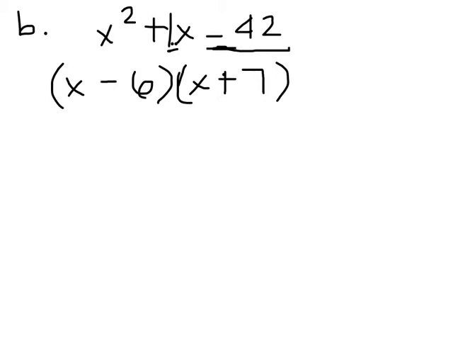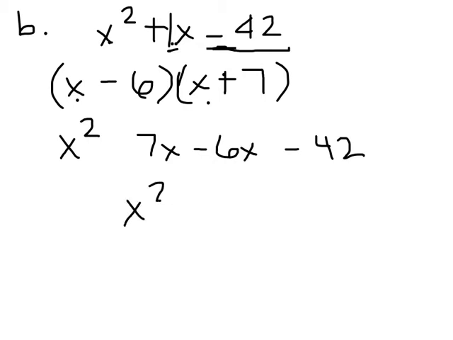When I multiply this out, x times x is x squared. And then x times 7, I've got a 7x and a minus 6x and a negative 42. So that's how you check your work to make sure that you've got the right thing. So x squared plus x minus 42. And then we have the correct answer.